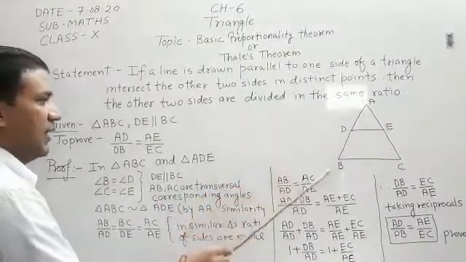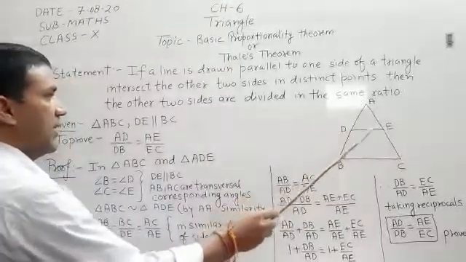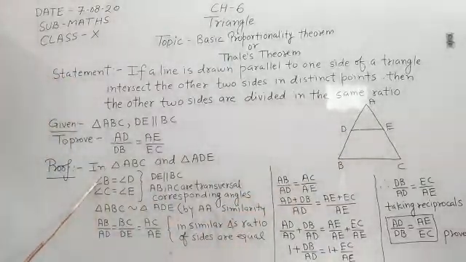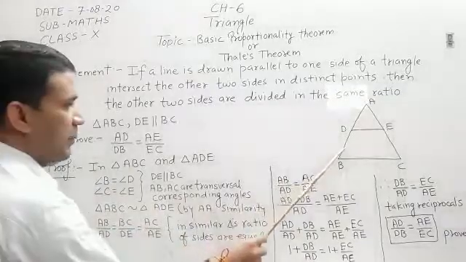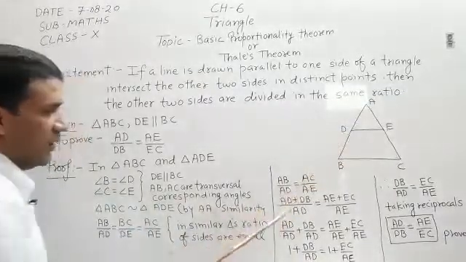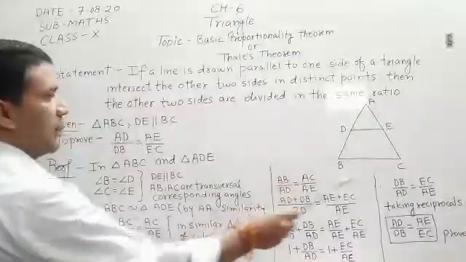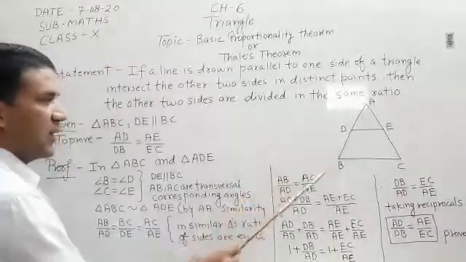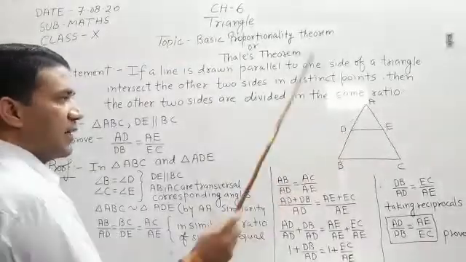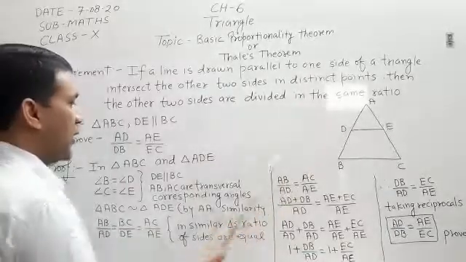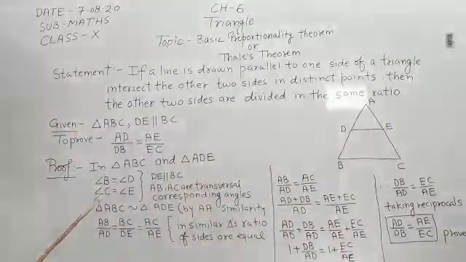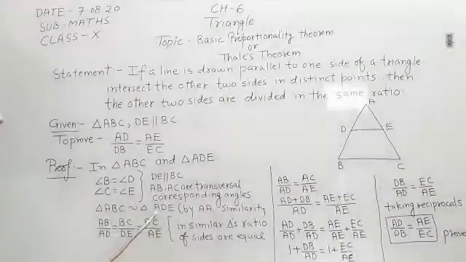This is triangle ABC and this is triangle ADE. Angle B is equal to angle D, because these two lines are parallel lines and AB is a transversal, and you know when a transversal intersects two parallel lines, the corresponding angles are equal. Similarly, angle C is equal to angle E. Now, by the AA rule of similarity, triangle ABC is similar to triangle ADE.